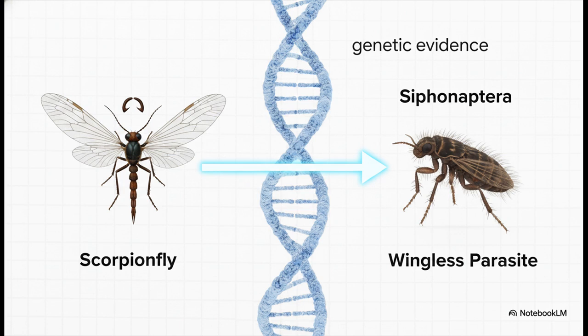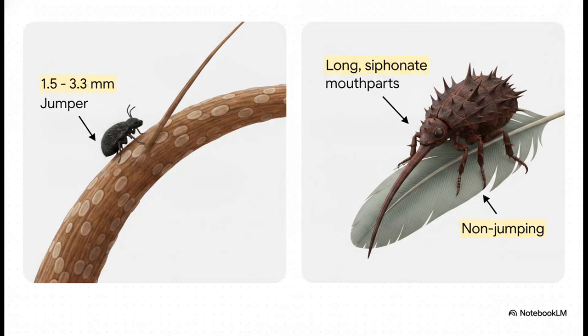But here's the crazy part. Genetic evidence actually reveals that fleas are just a highly specialized, wingless offshoot of scorpion flies. Their ancestors were likely these winged predators or scavengers that eventually just traded in their wings for a cushy life of parasitism. And wow, there is a dramatic physical contrast between past and present.